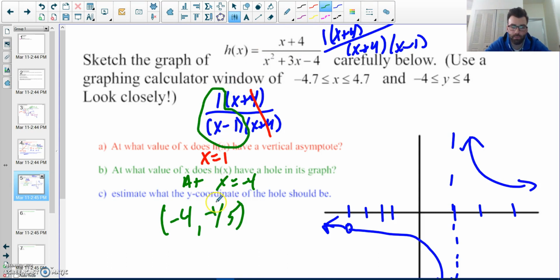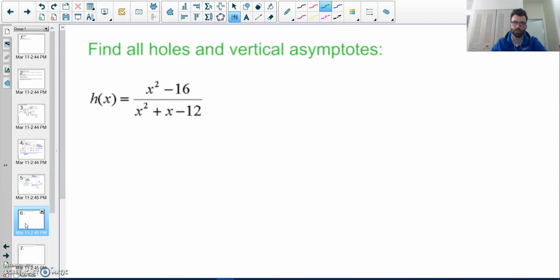All right. I get negative 4 comma negative 1/5. That could be negative 1 over 5 or 1 over negative 5. It means the same thing. Okay. All right, find the holes and vertical asymptotes. That's all we're going to be doing on these next 4.